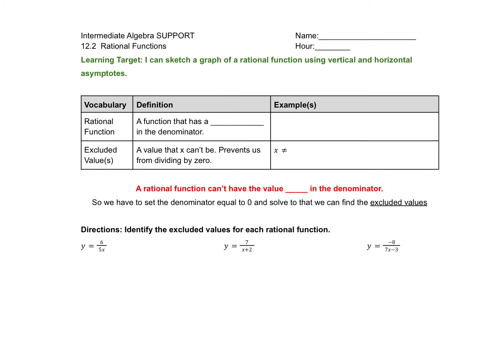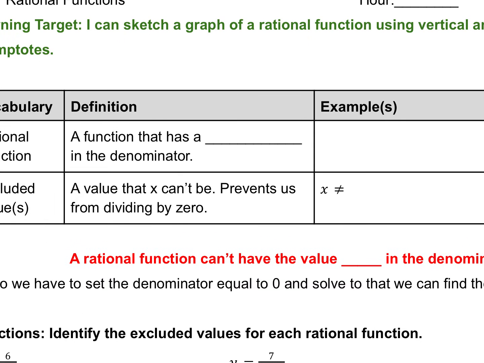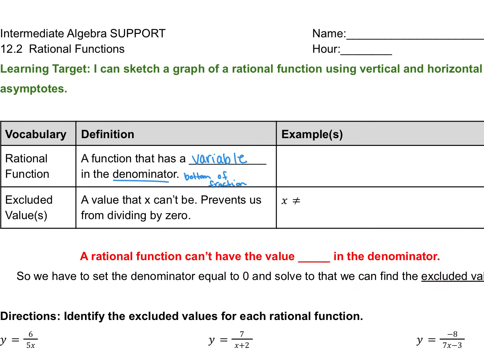So the first thing we want to talk about is a rational function. This is a function that has a variable, our x, in the denominator. And the denominator, remember, is the bottom of a fraction. Okay, so some examples of this might be 1 over x, 1 over x squared, or 1 over x squared plus 2x. Lots of different examples of this.